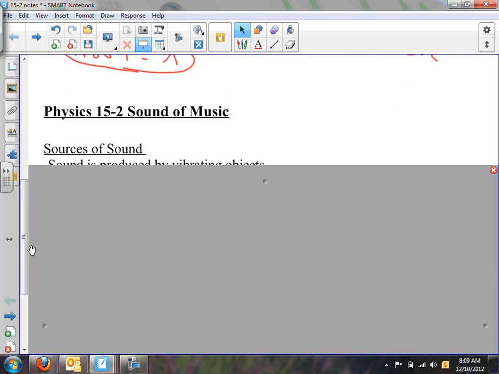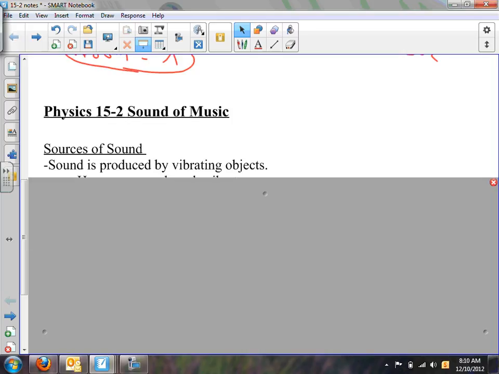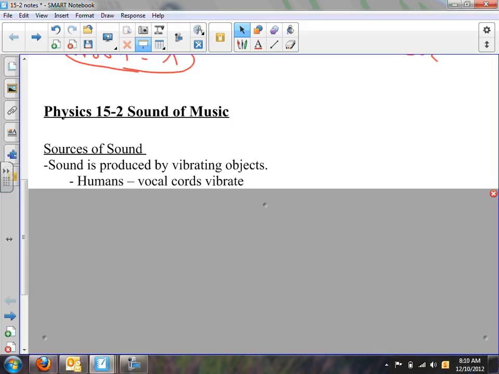In order to have sound, something has to vibrate. So sound is produced by vibrating objects. When you talk, you put your hand on your vocal cords and you just kind of say something to the computer screen, you'll notice that your vocal cords are vibrating, and they vibrate back and forth. They cause the air particles to move, and that movement of air gets transmitted through the medium of air and eventually gets to your ear, and we can hear that. So something has to vibrate. For us, it's our vocal cords.